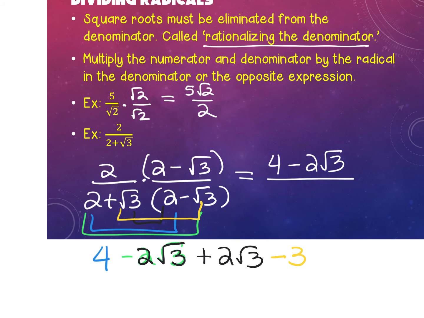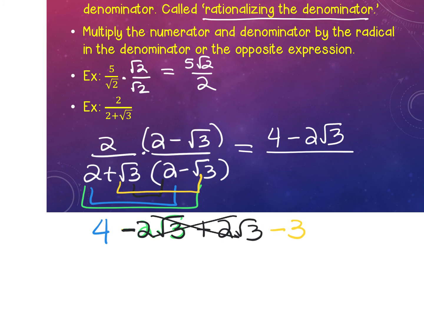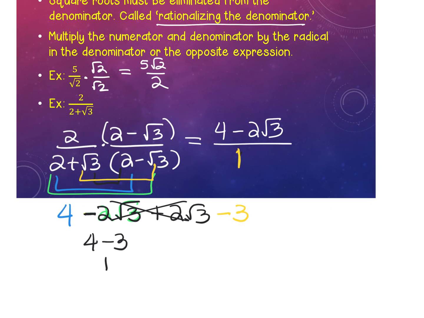So now, let me put a negative sign here. So now, when I go to combine my like terms, these cancel. So now I'm just left with doing 4 minus 3. And the denominator, after I multiply those two, is 1. And then anything divided by 1 is itself. So the final answer here is just 4 minus 2 radical 3. Let me rewrite it down here. 4 minus 2 radical 3.